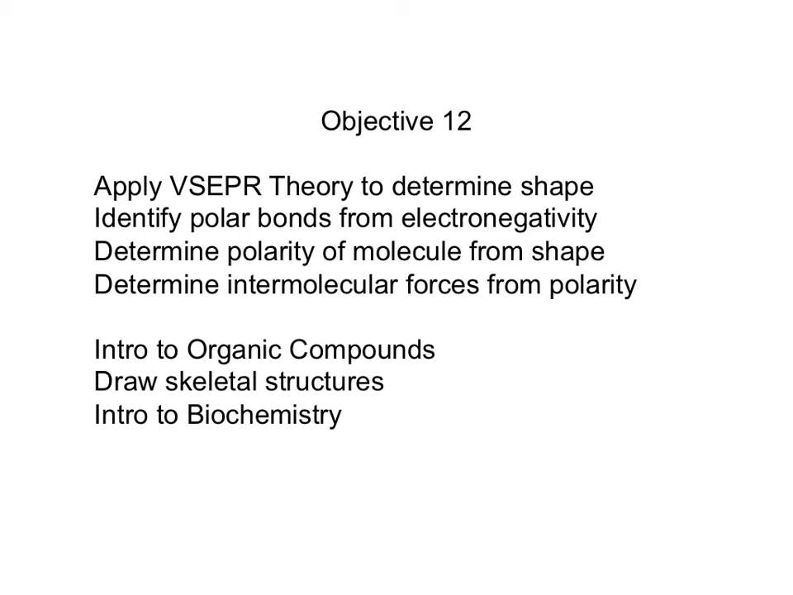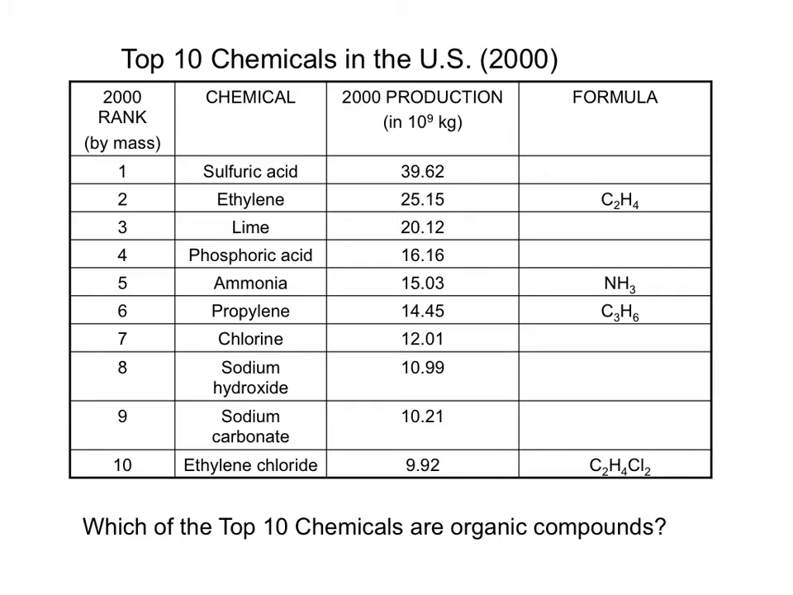Structure determines shape, which determines polarity, which determines properties and intermolecular forces. So let's take a look at organic compounds and biomolecules. Here are the top 10 chemicals produced in the US in 2000. Stop the video and determine which compounds are organic.